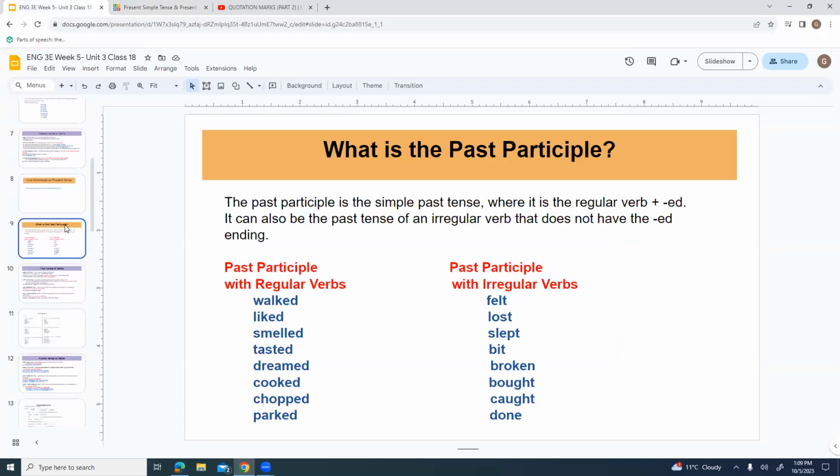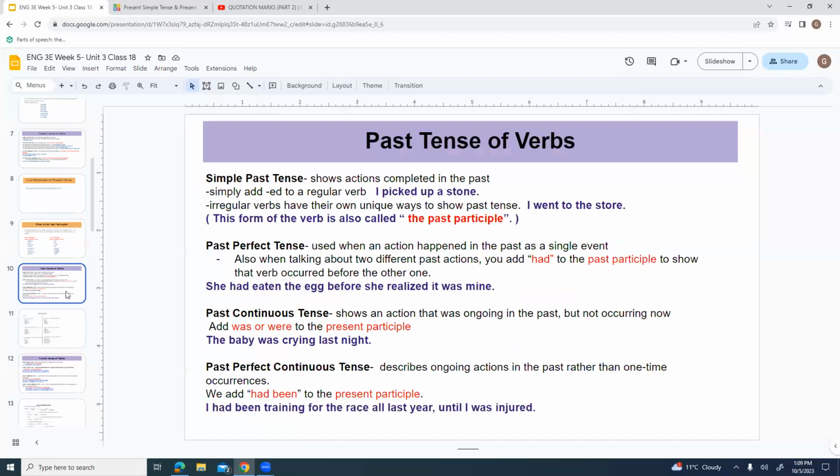The past participle, which we talked about really briefly, is the simple past tense, which is just like with the regular verb, you add the ed. It can also be the past tense of an irregular verb that doesn't have the ed ending. So walked, liked, smelled, tasted, dreamed, cooked, chopped, parked. For irregular verbs, here's some examples: felt, lost, slept, bit, broken, bought, caught, done. The past tense, and again, there's four. There's the simple, there's the past perfect, past continuous, and past perfect continuous. Sometimes they call that progressive, so just in case you've heard it that way.